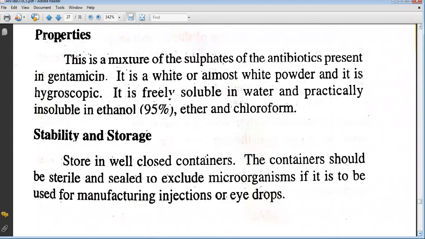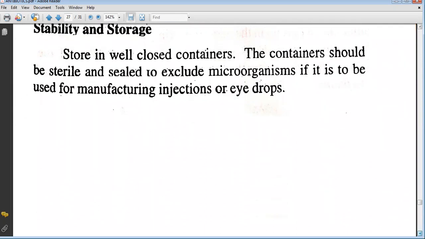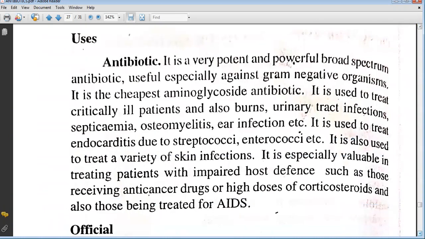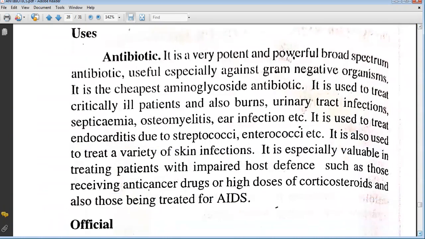Store in a well-closed container. The container should be sterile and sealed to exclude microorganisms if it is to be used for manufacturing injections or eye drops. It is a very potent and useful, powerful broad-spectrum antibiotic, useful especially against Gram-negative organisms.